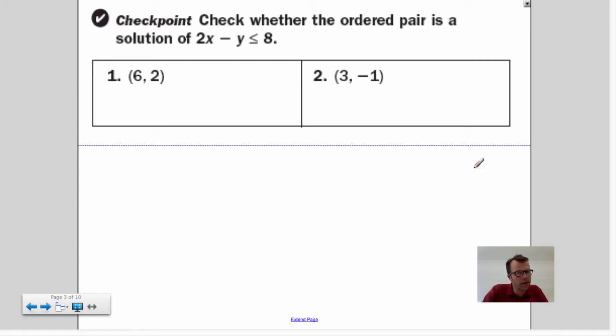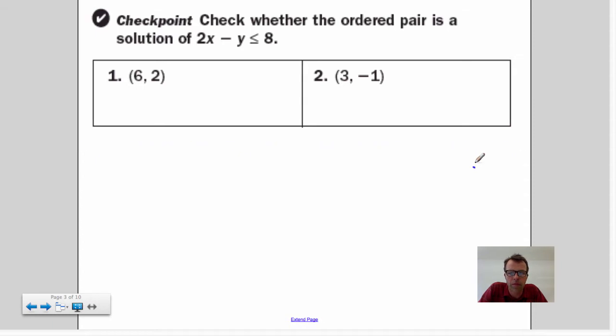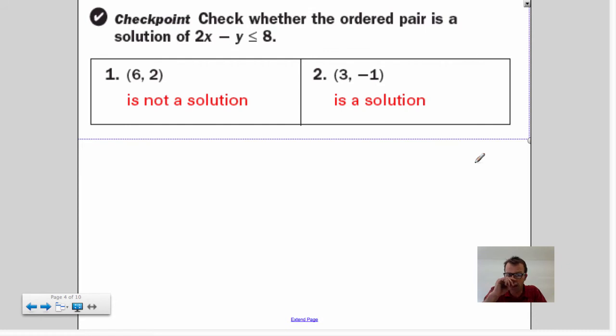All right, so let's see if you got it. Here's a check. Plug both these points in and state whether or not the ordered pairs are solutions to the inequality shown above. Hit pause, and when you've got your answers, go ahead and hit play. And there are the answers. So (6, 2) is not a solution, and (3, -1) is a solution. Nice.